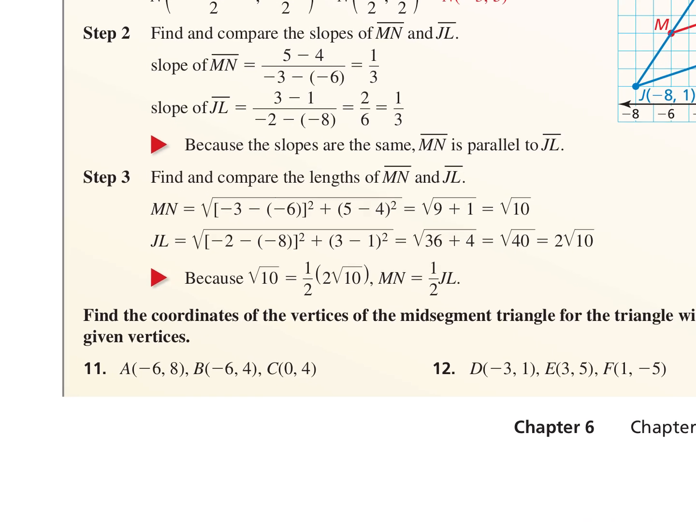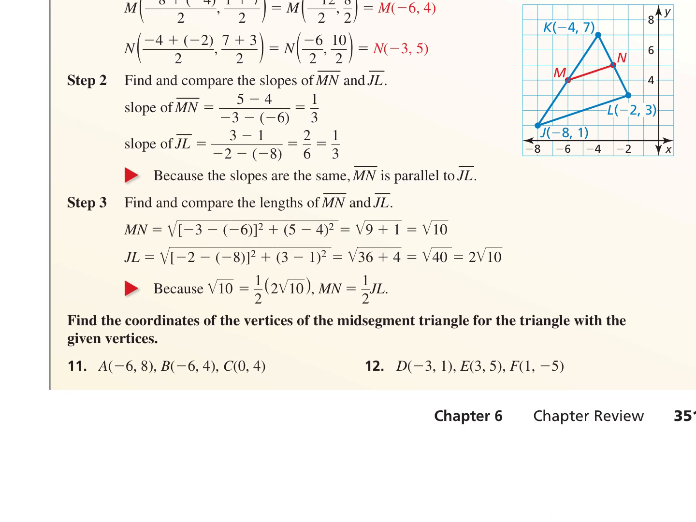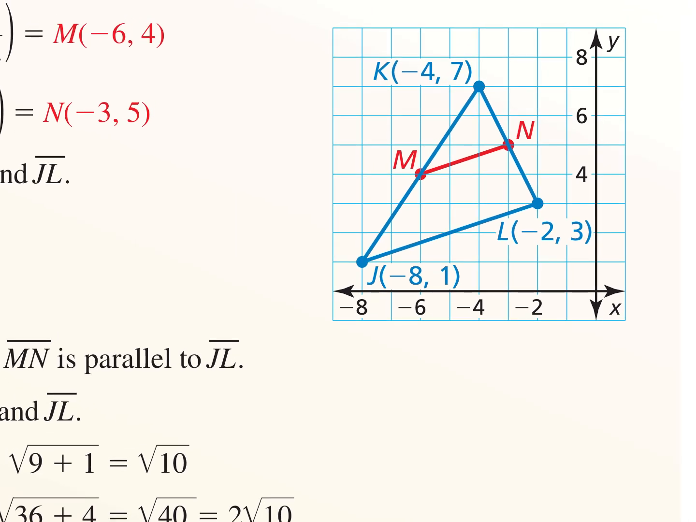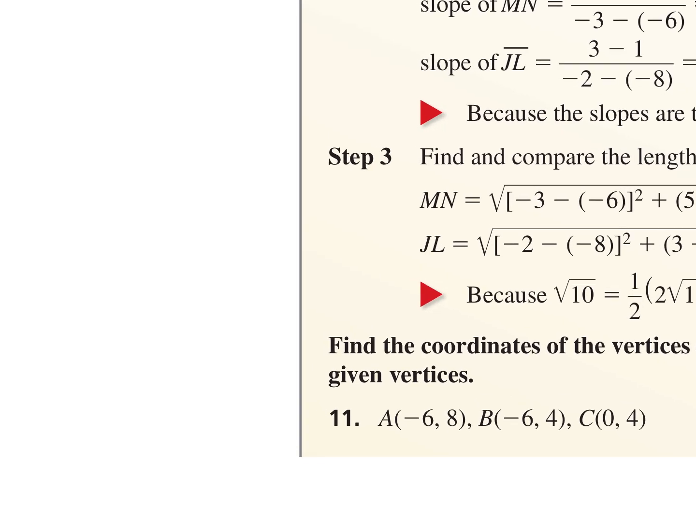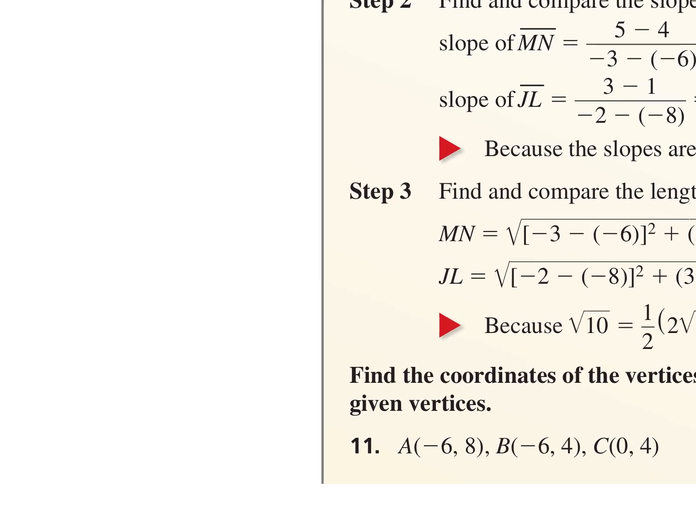11 and 12, the question says, find the coordinates of the vertices of the mid-segment triangle for the triangle with the given vertices. If you're wondering about a mid-segment triangle, you have to have 3 coordinates. Your mid-segment is just those midpoints of the segments. If you're looking at the diagram up here, this is one, and my third one should have been somewhere over here. Clearly it has to be in the middle. That's what I'm trying to find, those 3 points. So for these, all you had to do was take the midpoints of all of your segments.